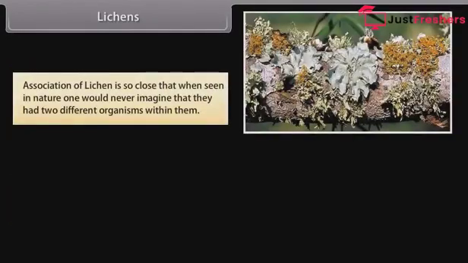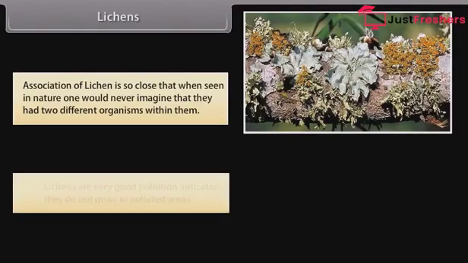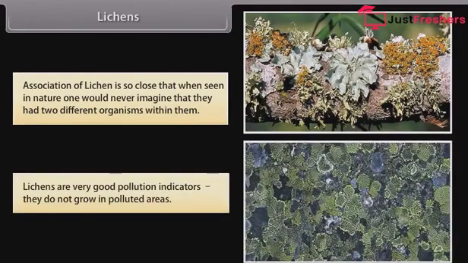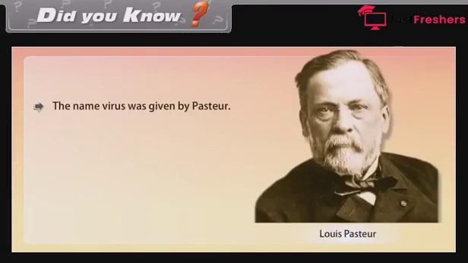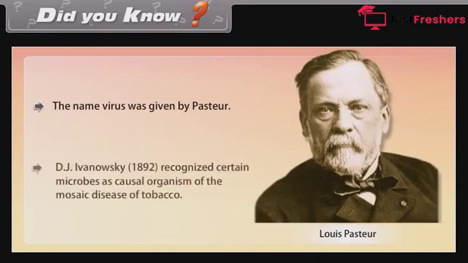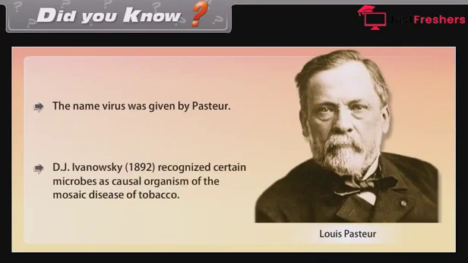The association of lichen is so close that when seen in nature, one would never imagine that there are two different organisms within them. Lichens are very good pollution indicators. They do not grow in polluted areas. Did you know? The name virus was given by Pasteur. D.J. Ivanovsky, in 1892, recognized certain microbes as causal organisms of the mosaic disease of tobacco.